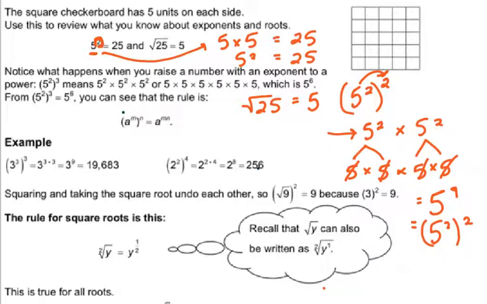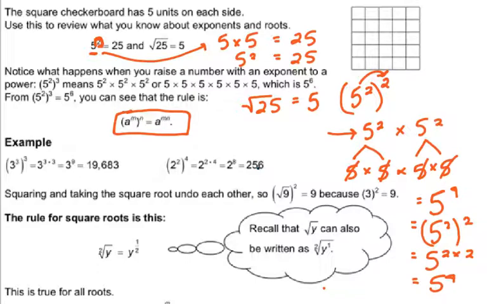If we were to write a rule for this, it would simply be this: a to one exponent m, in parentheses, to another exponent n, is the same thing as a to the m times n. Notice in this case we have 5 squared and all of that is squared, so that's 5 to the 2 times 2, which equals 5 to the 4th. That was just a quick review of that.